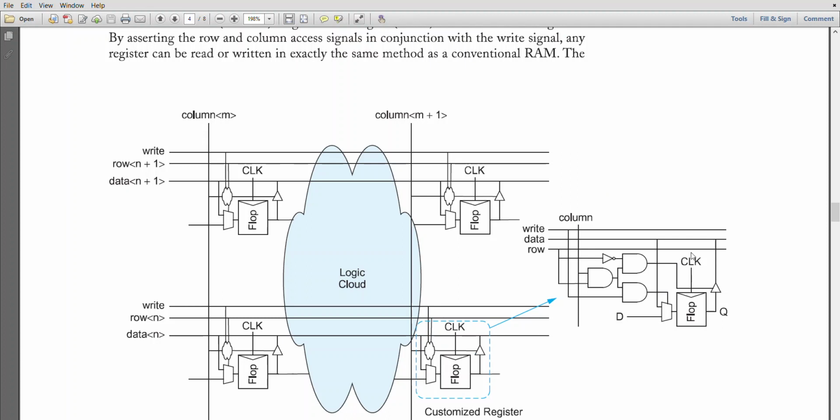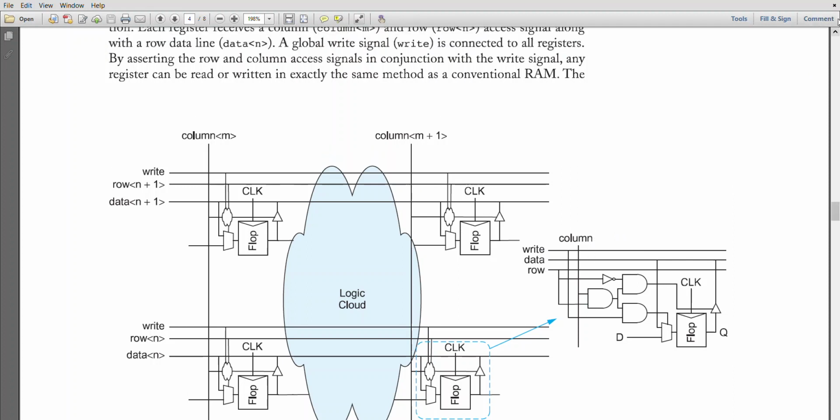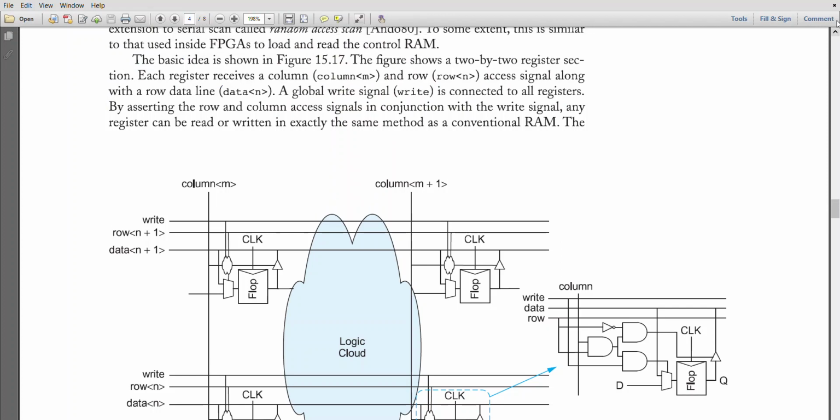This is the logic we are using inside it, and it is nothing but the multiplexer connected with the D flip flop. This is the 2:1 multiplexer connected with the D flip flop. Okay, scan based design. This figure is very important. This flip flop is controlled by the output of the 2:1 multiplexer, and write, data, row and column inputs are there. Row input, column input, and similarly write and data inputs are there.